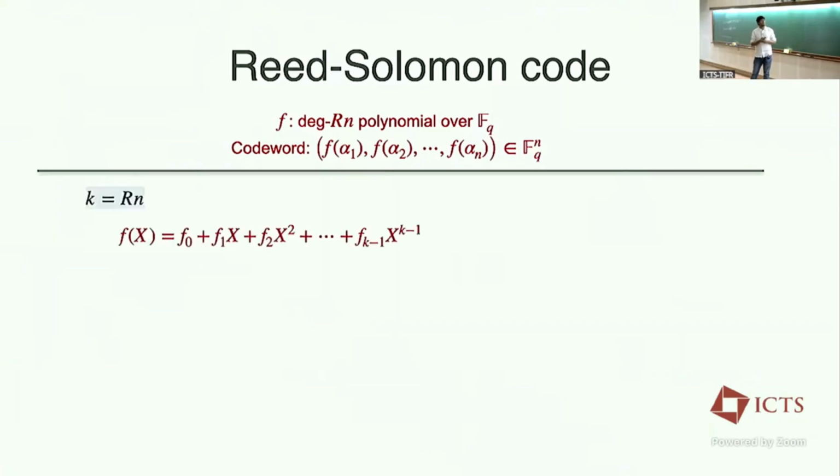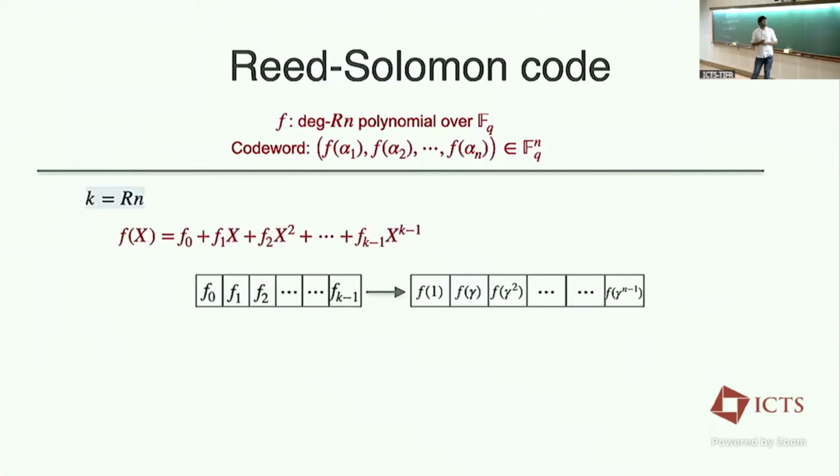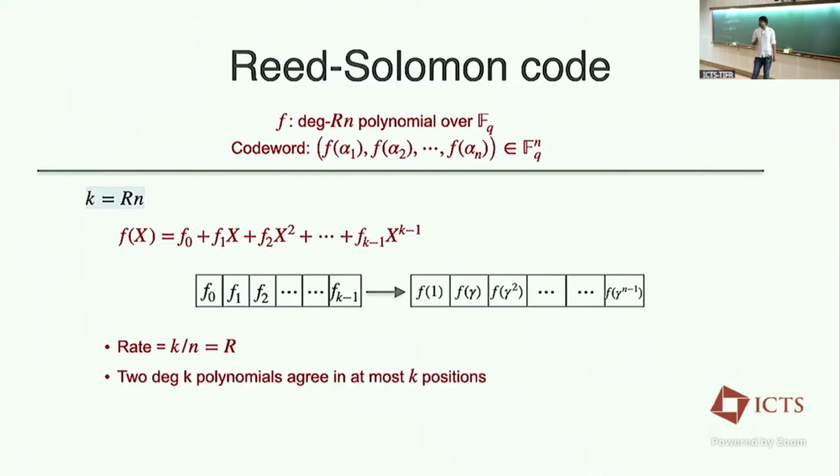These are based on bounded degree polynomials over some finite field. The message can be seen as all the coefficients that we would have for the monomials. And the code word is just evaluations of these polynomials on n distinct points. The rate is just going to be the number of coefficients we have, the number of monomials, divided by the number of evaluation points. So we can choose those parameters so that the rate is r. And any two degree k minus 1 polynomials, degree k polynomials can agree in at most k positions. And this directly implies distance.